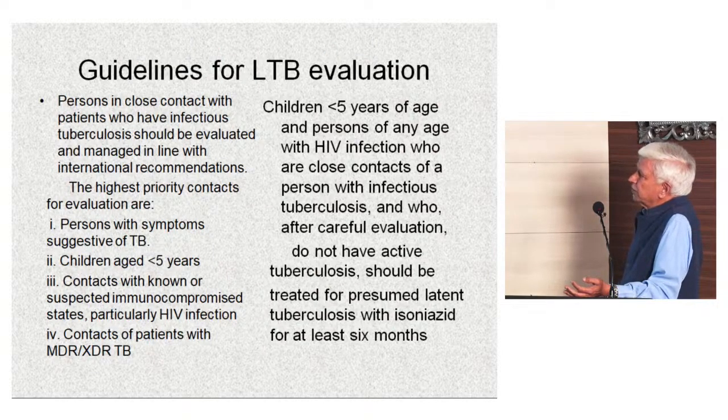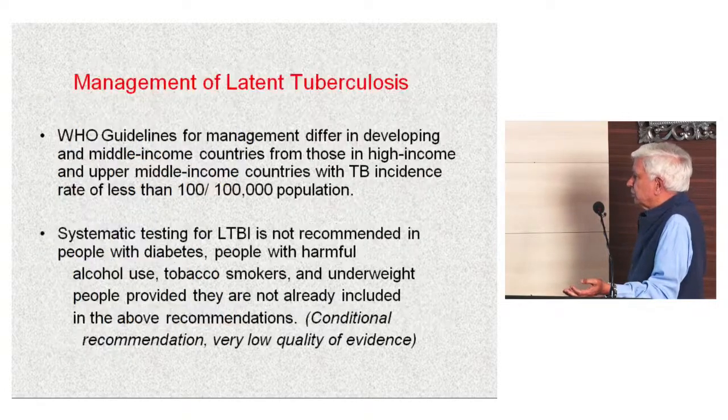So these are the guidelines for evaluation. Persons in close contact, we have already talked about. The highest priority contacts for evaluation are persons with symptoms suggestive of disease, children less than 5 years, and contacts with known or suspected immunocompromise. I have talked about these. Contacts of patients with MDR or XDR TB should always be treated, you see. And how do you manage these patients' treatment?